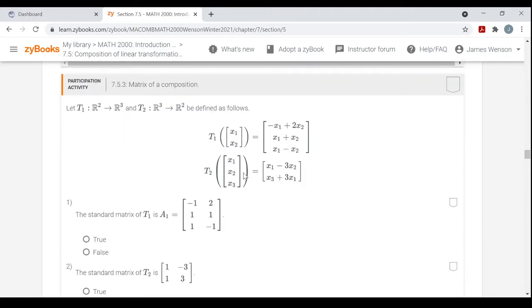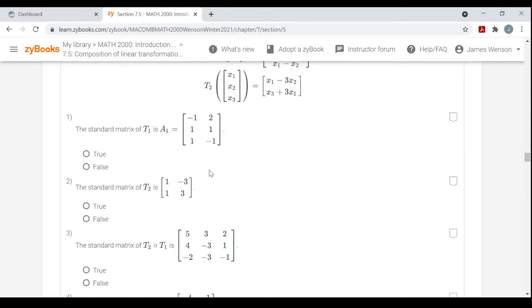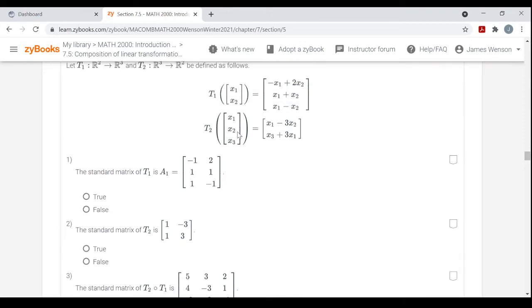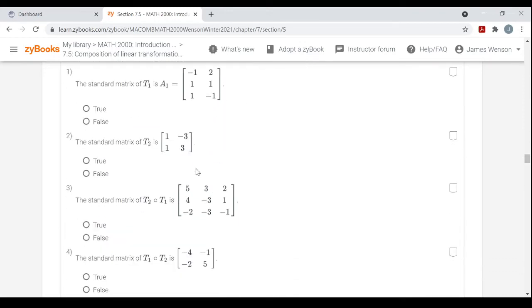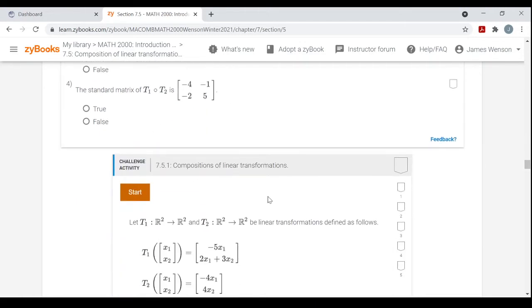I'll let you look. Again, after watching me do that first one, I'm hoping you can do these pretty easily. You got the activity. You're given two transformations, and you find the standard matrices for T1 and T2, and then the standard matrices for T2 composed with T1, and for T1 composed with T2. It's just a matter of multiplying A2 by A1, A1 by A2, right, to find the standard matrices.